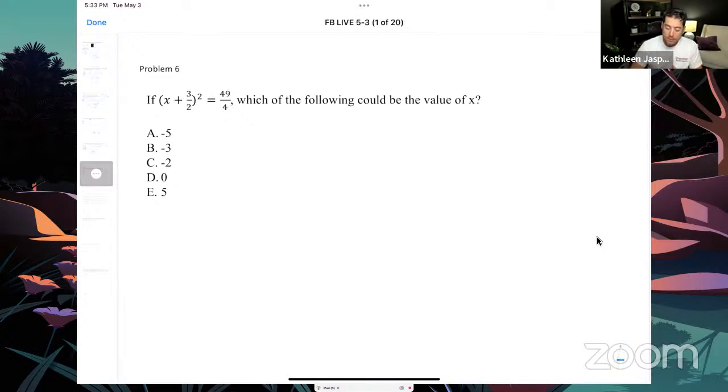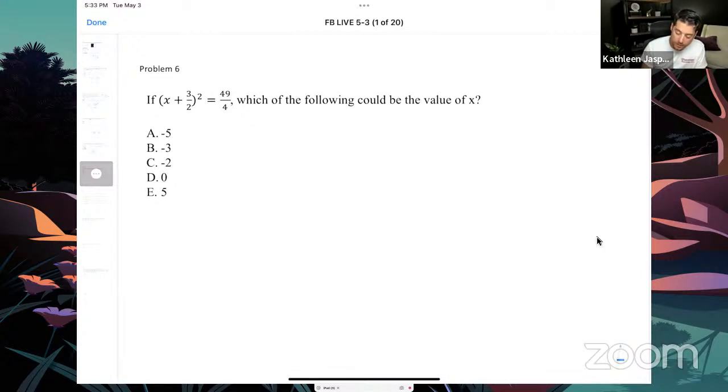Problem 6. So this one was sent in. I don't know where I would kind of put this. It kind of falls in the middle, but it's an interesting problem. And so I just want to make sure that you understand how to do it, okay? So what we have is, if the value of (x plus 3 over 2) squared equals 49 over 4, which of the following could be the value of x?